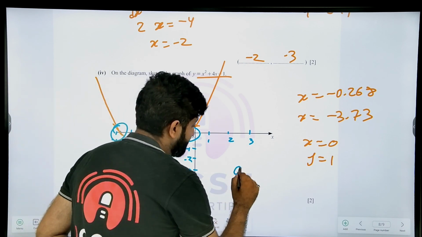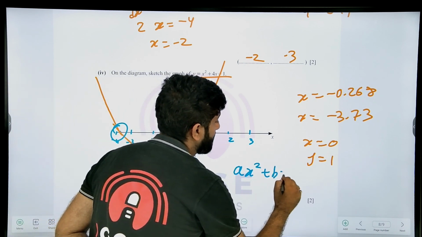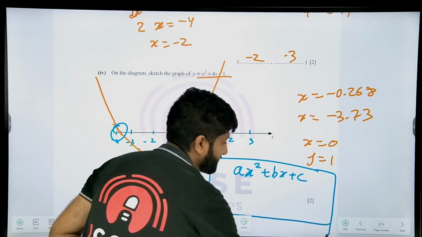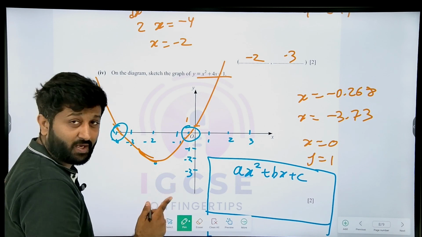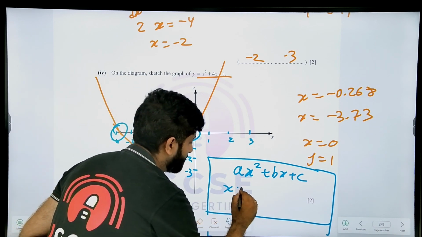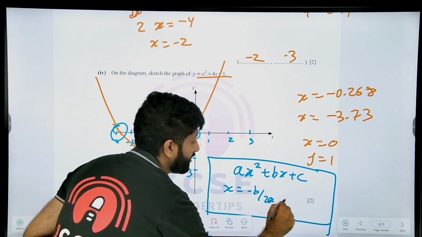Also, if you have a quadratic equation in the form of ax squared plus bx plus c, the simplest way to find the turning point is that x is going to be negative b over 2a.